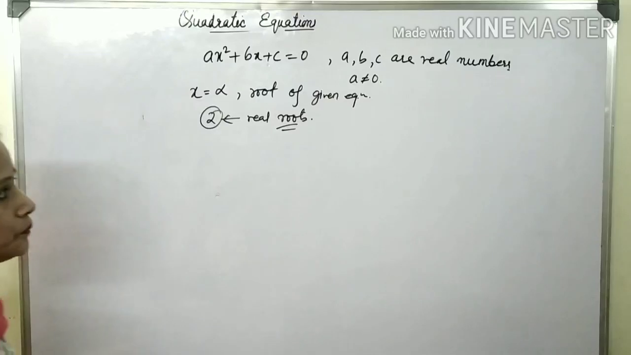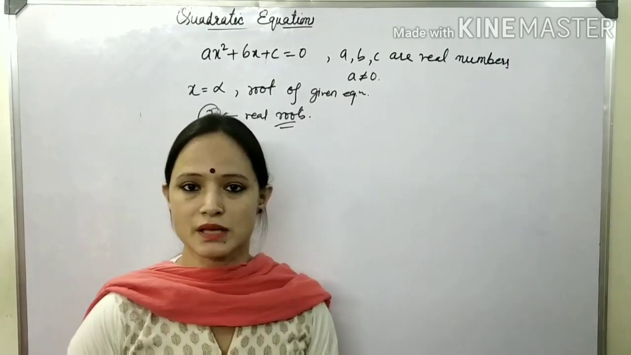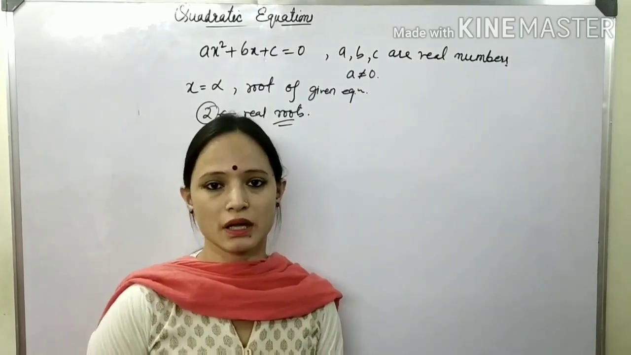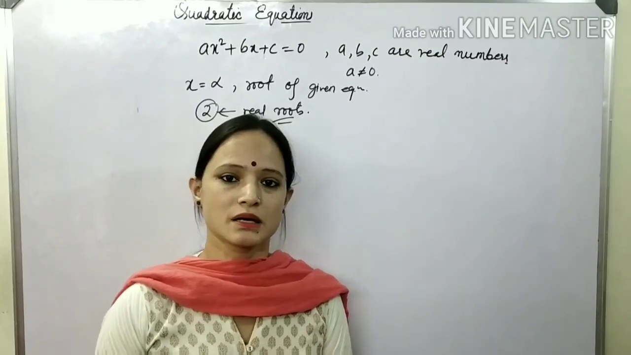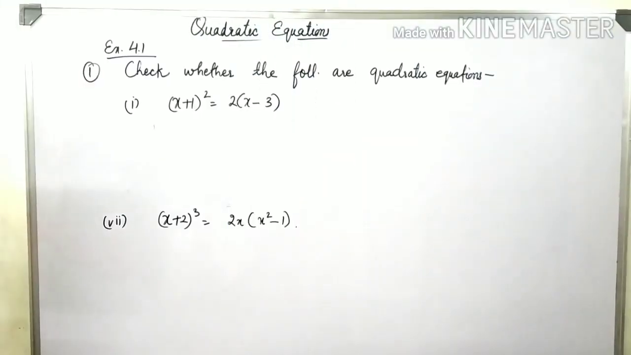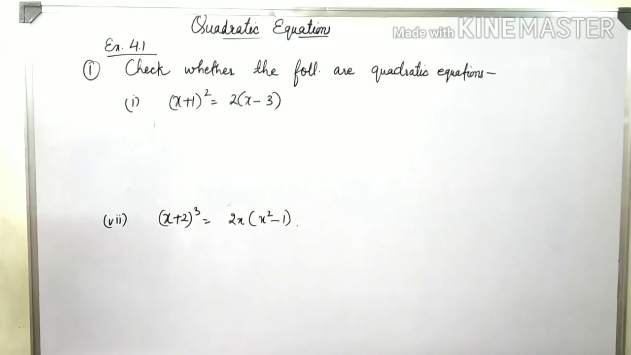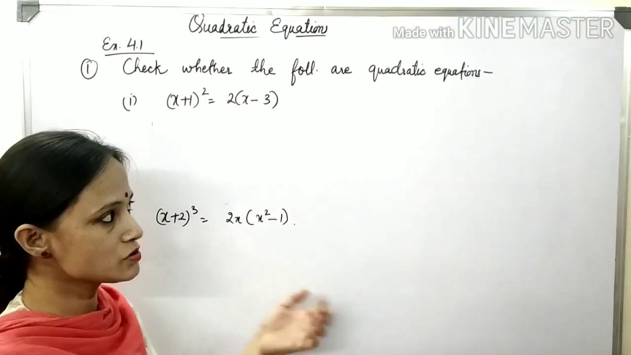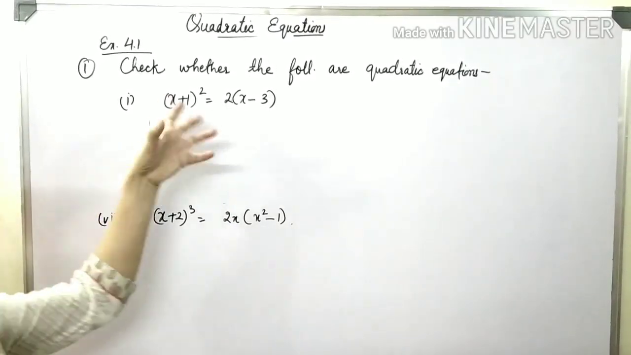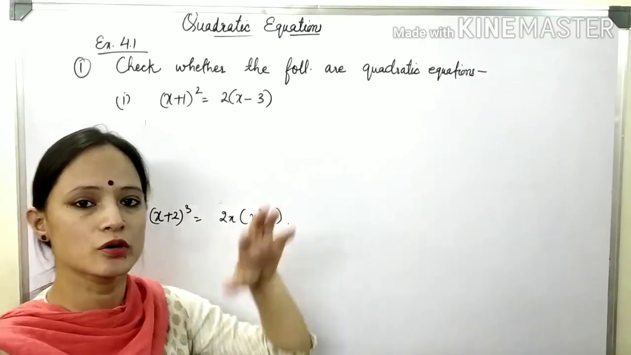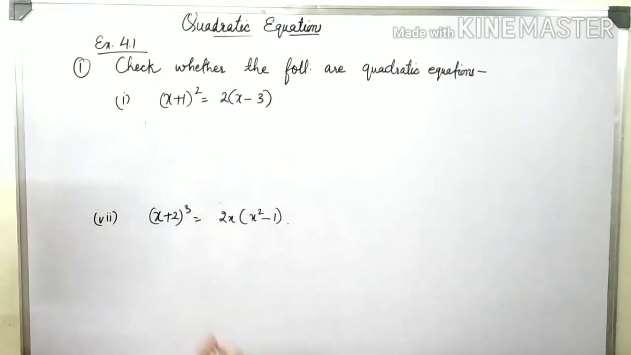Now let us move on directly to exercise 4.1, where you have to check whether the given polynomial is a quadratic equation or not. Exercise 4.1, question number 1: check whether the following are quadratic equations or not. To check it, first we'll have to simplify, convert it into the standard form, then we'll check. So we'll simplify it.